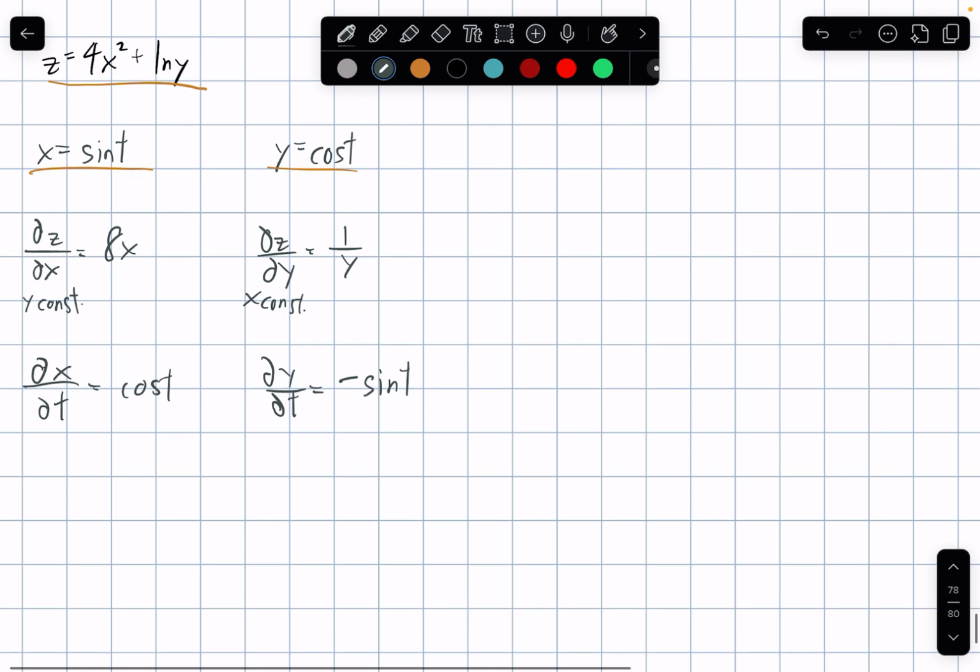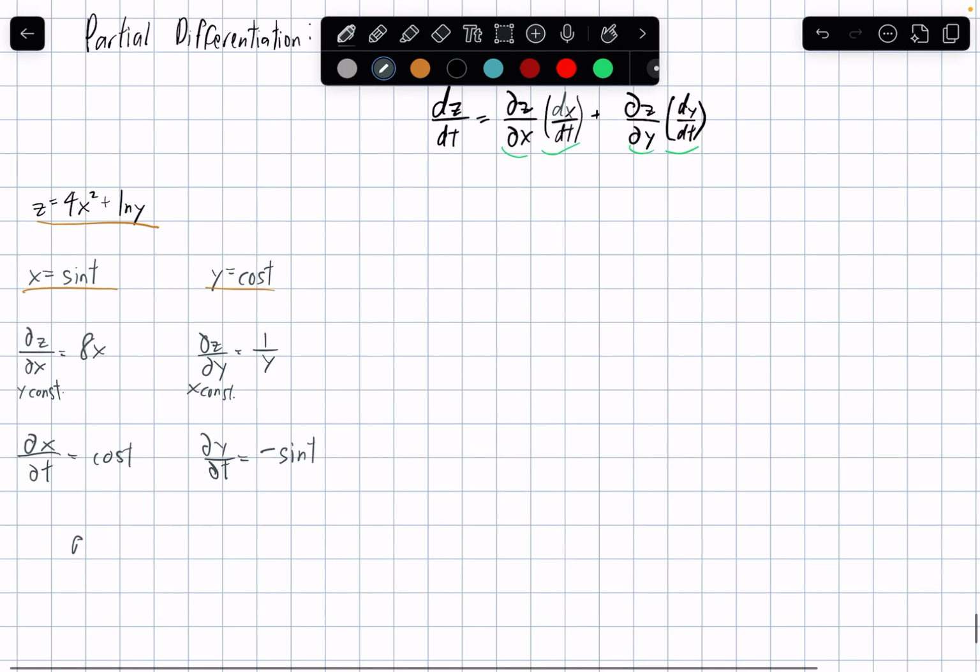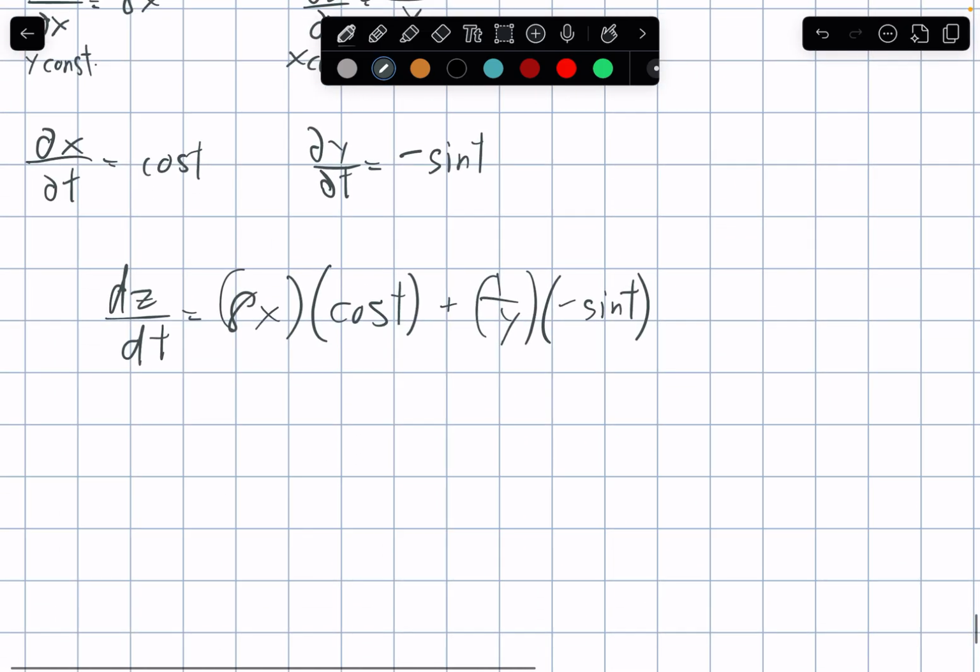Now that we have these four terms, dz over dt is equal to partial z over partial x, which is 8x, times dx over dt, which is cosine t, plus partial z over partial y, which is 1 over y, times dy over dt, which is negative sine t. So 8x cosine t minus sine t over y.